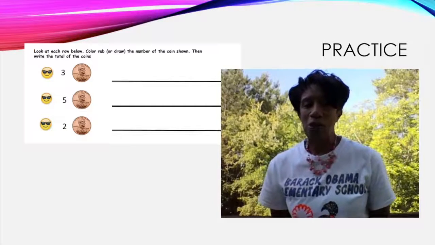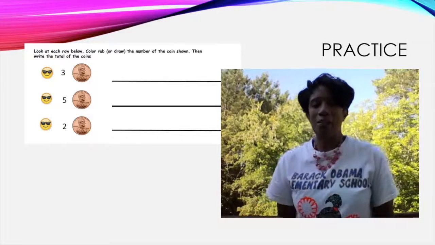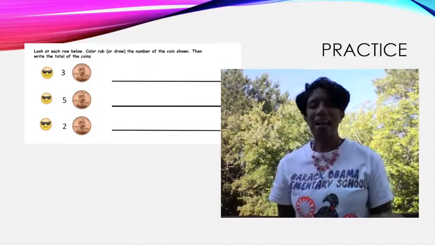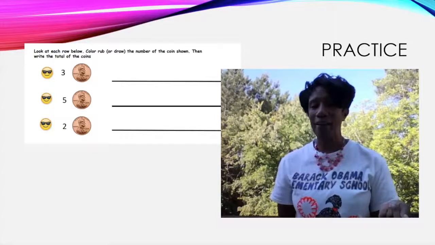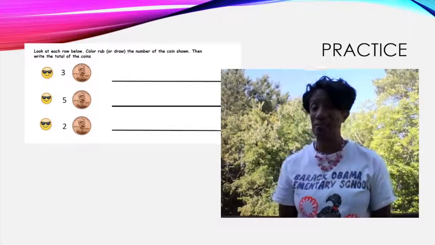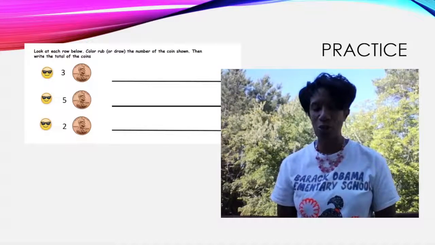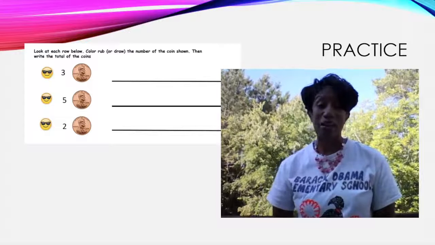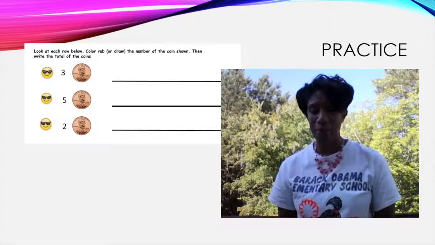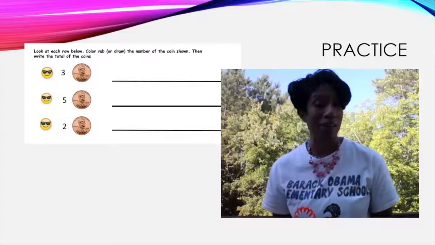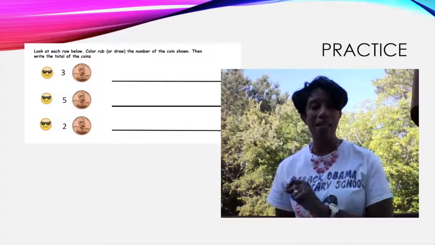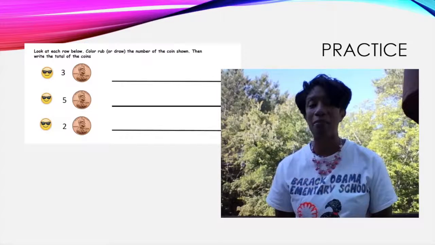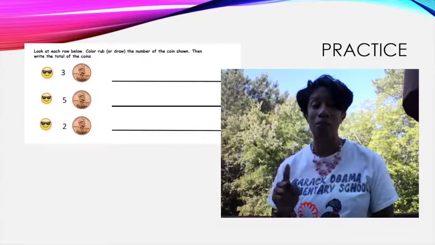I want you to look at each row where we have our smiley faces with their cool sunglasses on, which marks each row for us. It says it has 3 what? 3 pennies. That's right, 3 pennies. So you're going to either draw or color rub, and I'll show you what I mean by color rub, the coin, which is what? The penny. Show me how many it is, and then if you can, write what the value is. That means you're going to count it up by counting what the value is.